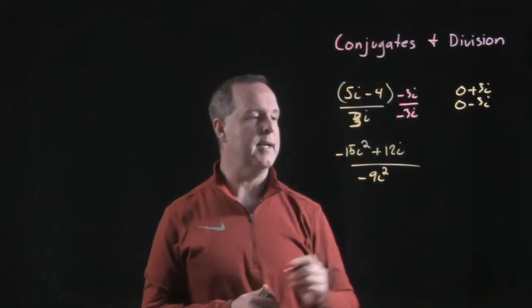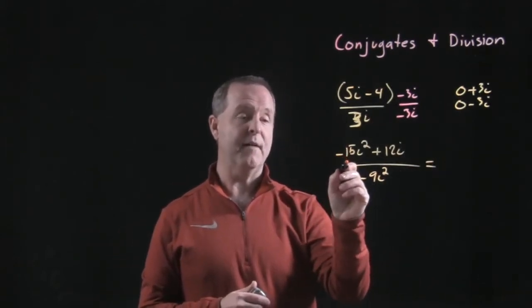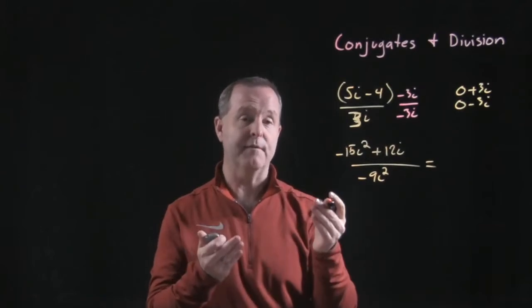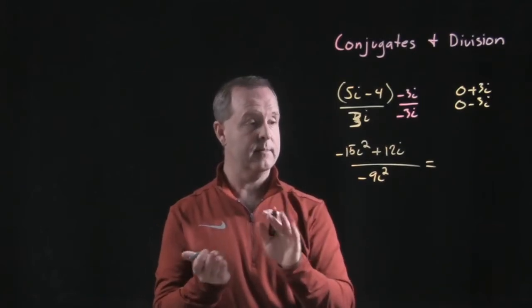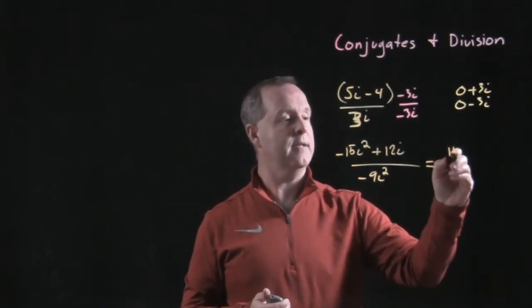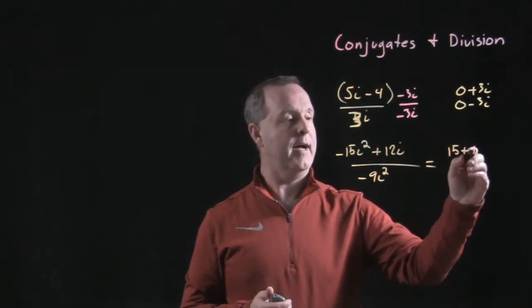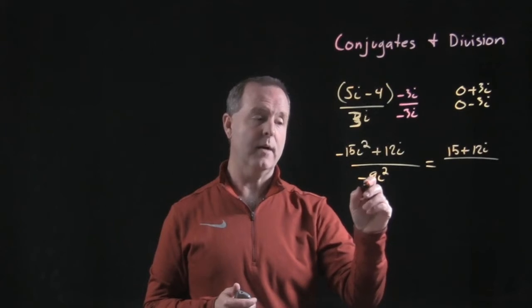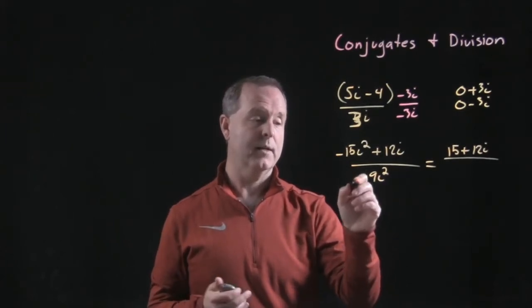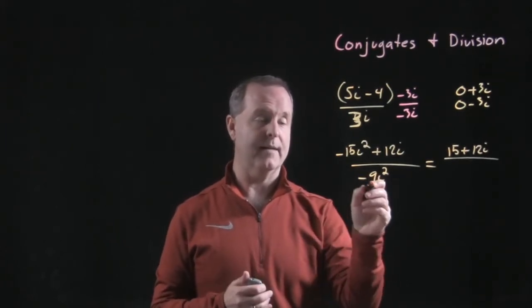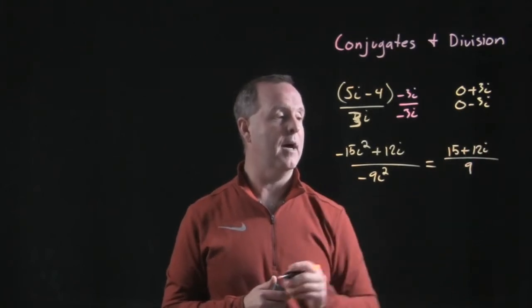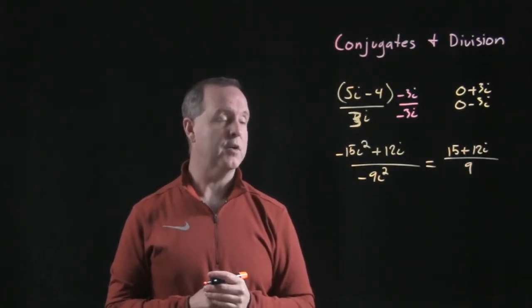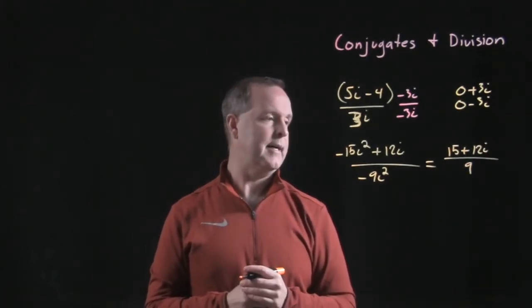Now, let's do some cleanup work. Negative 15 times an i squared, that's negative 15 times a negative 1. So that becomes 15 plus a 12i. And negative 9 times i squared again is a negative 1, so negative 9 times negative 1 produces a positive 9. And there's my final result.